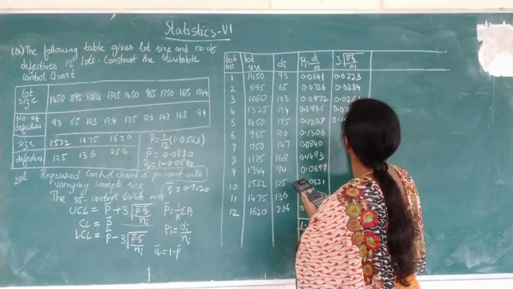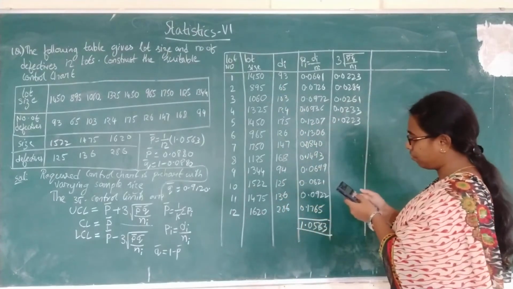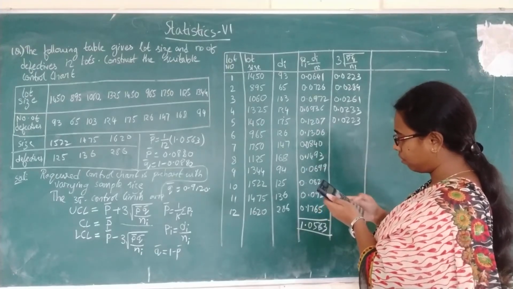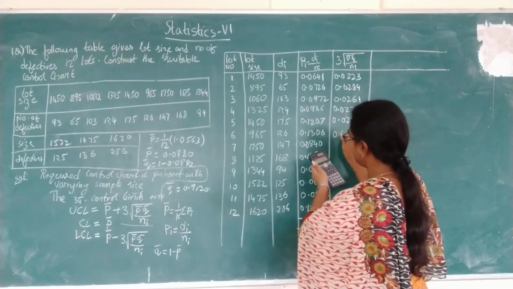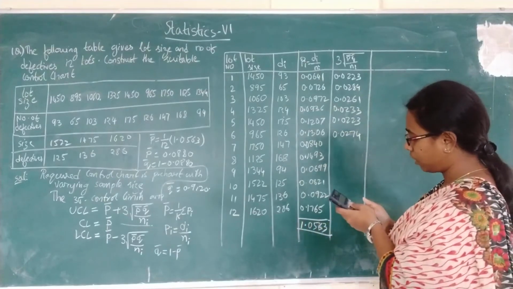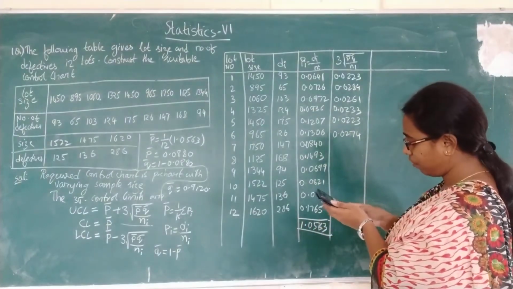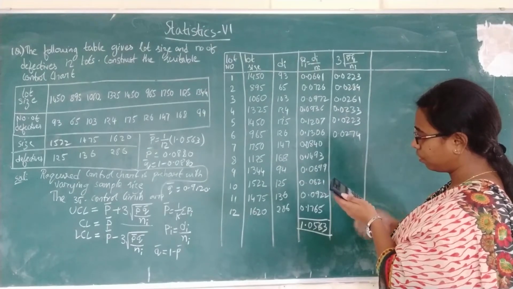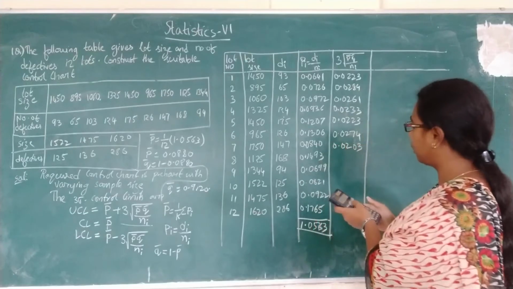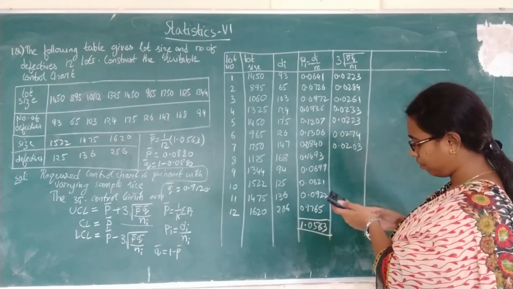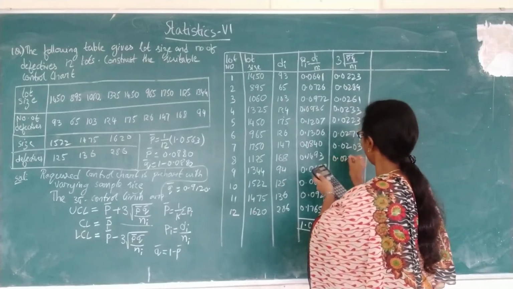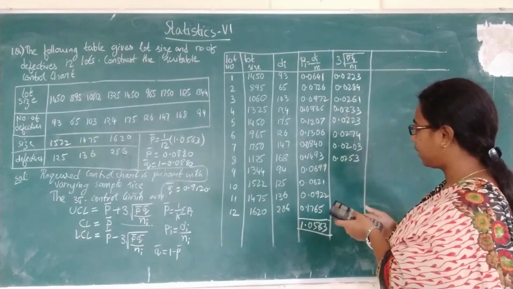Again the same answer here. Next, 965: 0.0274. So all are near 0.02 only. Calculate carefully. 1750: 0.0203. Next, 1125: 0.0253.